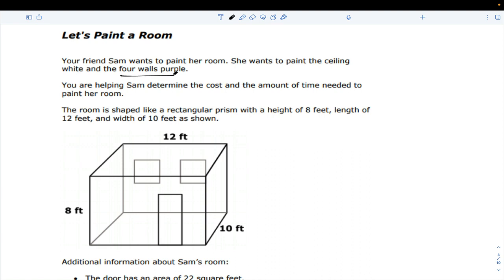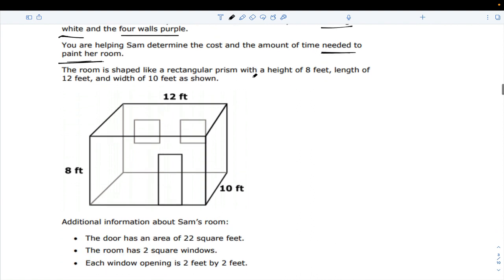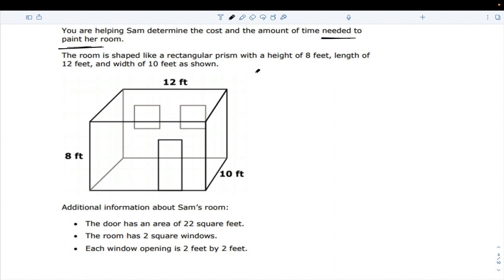Okay, good. Second paragraph, Jameson, you are? You are helping Sam determine the cost and amount of time needed to paint a room. Okay, we're going to deal with this today quite a bit. And last one, Avery, the room is? The room is shaped like a rectangular prism with a height of 8 feet, a length of 12 feet, and a width of 10 feet.